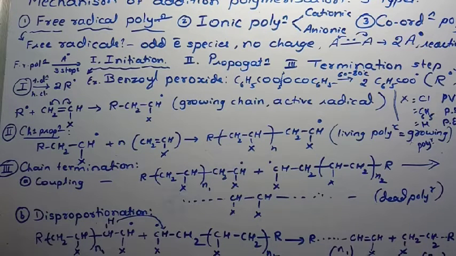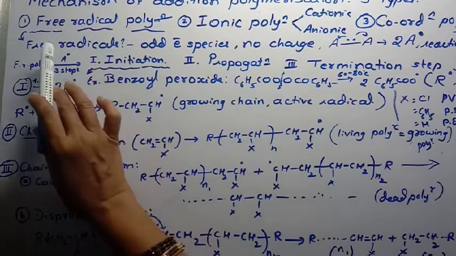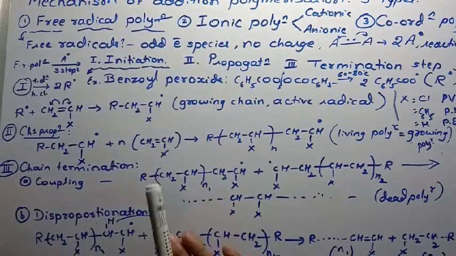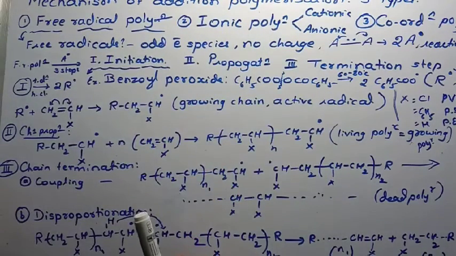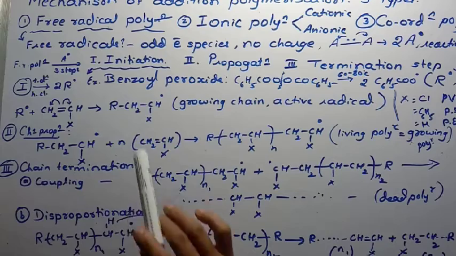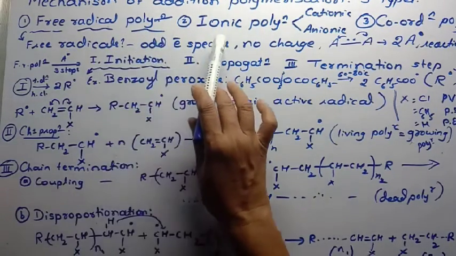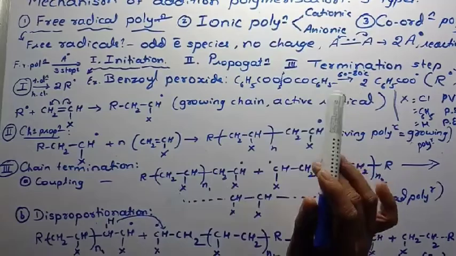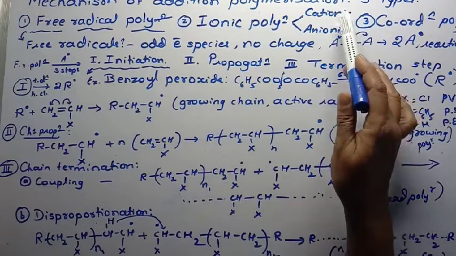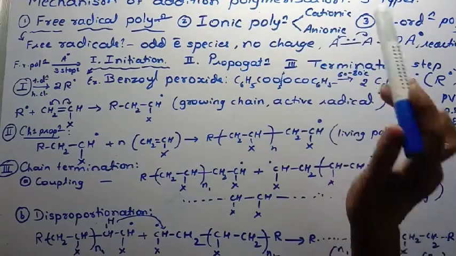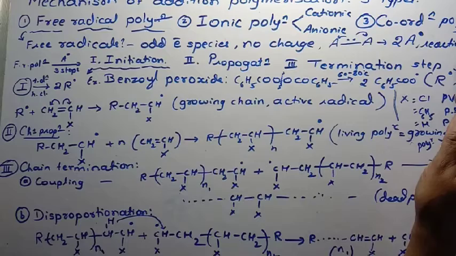So this is about the preparation or the mechanism of addition polymer. Once again, the mechanism of addition polymerization. There are three types of mechanisms. One is free radical polymerization reaction. Second is ionic polymerization reaction, under which there are cationic and anionic. The third one is coordination polymerization.